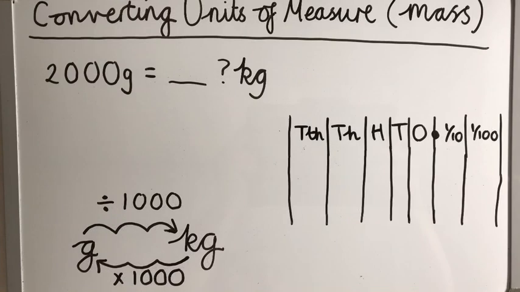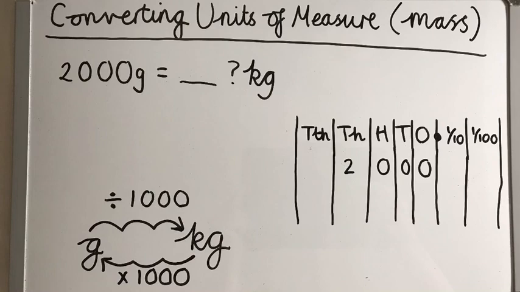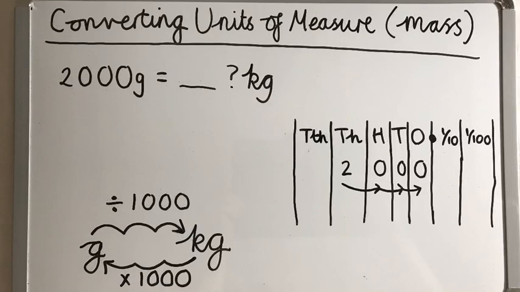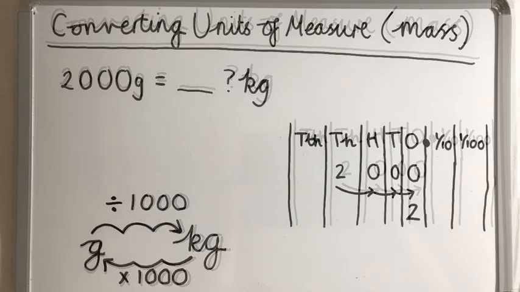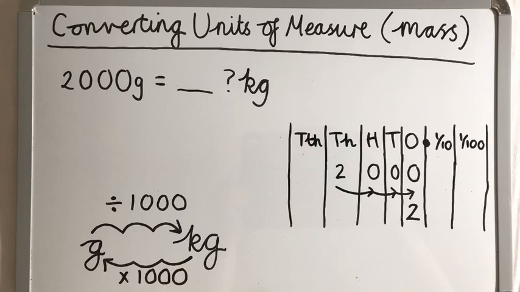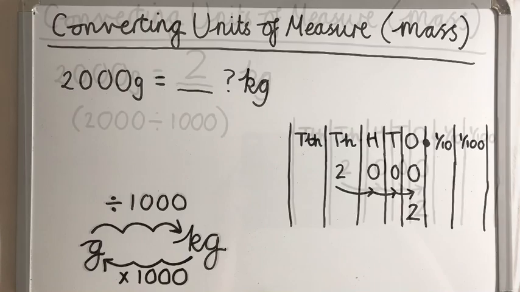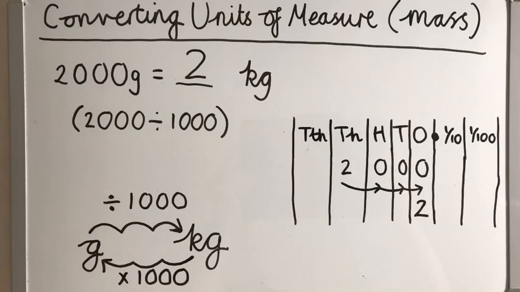Now I'm going to demonstrate this using some examples. I've got 2,000 grams equals how many kilograms? So I'm going to use my place value grid and my diagram to work this out. First of all, I know that grams to kilograms, I need to divide by 1,000. So I'm going to write 2,000 in my place value grid. And I know I need to move the 2 3 places to the right. So put my 2 in the ones column because I've moved it 3 places to the right. And now those zeros have no value. So the answer is just 2 kilograms.